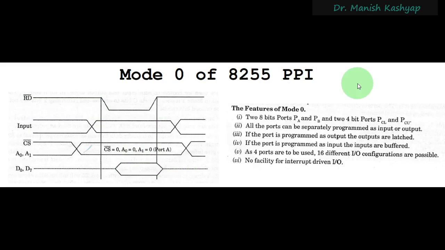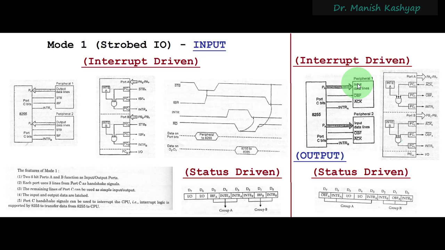So mode 0 is a very simple mode. But as I told you, it's very unreliable, because if the microprocessor is not as slow as the peripheral that is interfaced, then there can be some data loss. Now, on that note, we come to mode 1, which is called strobed input output mode. First of all, we are discussing only input. In this portion, we are discussing input, and in the next portion, we will discuss the output part.